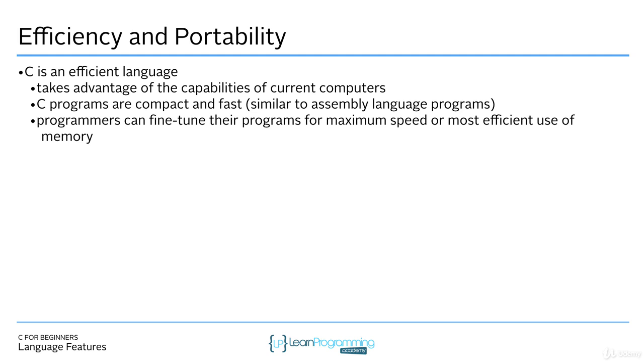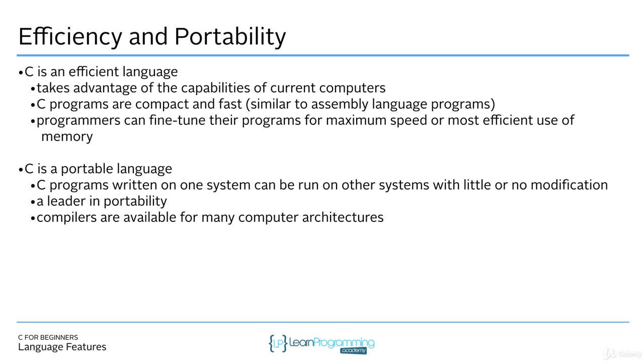One of the complaints about Java in the past used to be, hey, Java's really slow. Well, you don't have this problem with C. When you write a program in C, it runs fast, and it's very compact. So that's a language feature. That's an efficiency. Programmers can fine-tune their programs to make them even more efficient because it is such a low-level language. They can make more efficient use of memory. You can't do things like this in Java. Java has its own garbage collector and you can't manipulate the memory to be more efficient. So C is an efficient language.